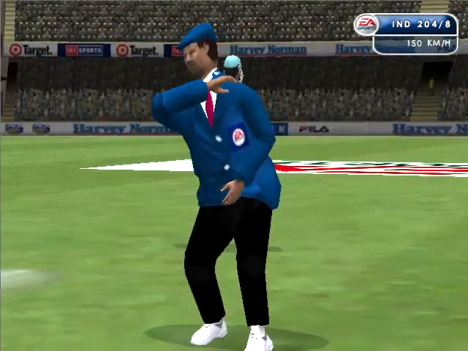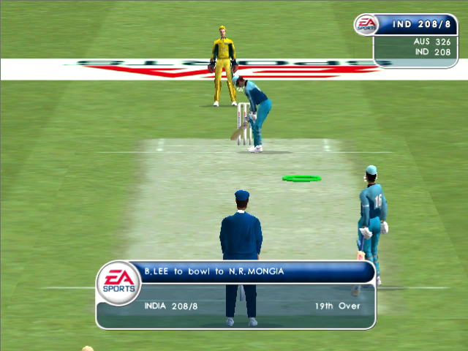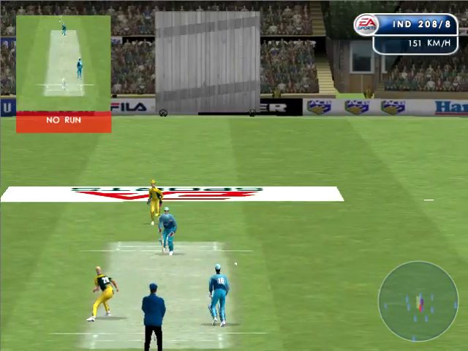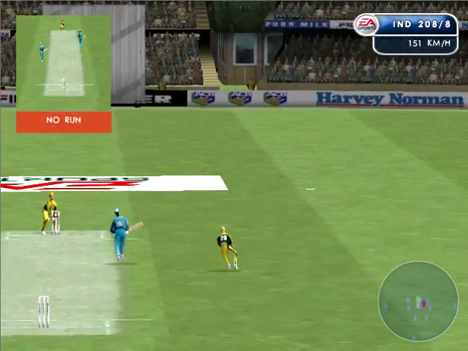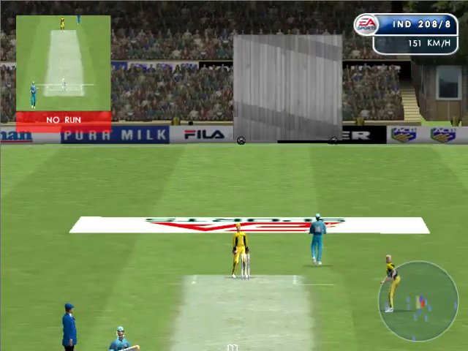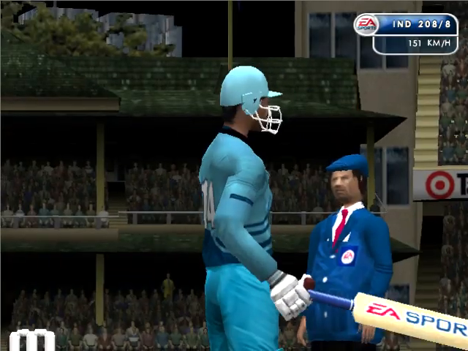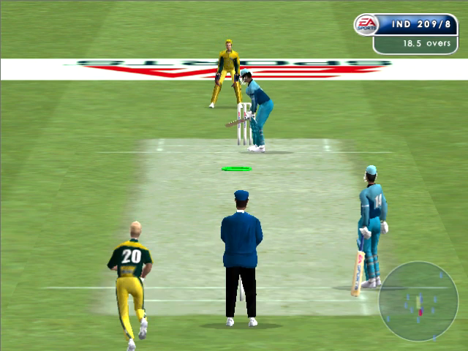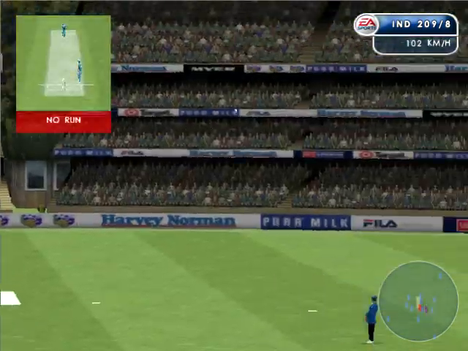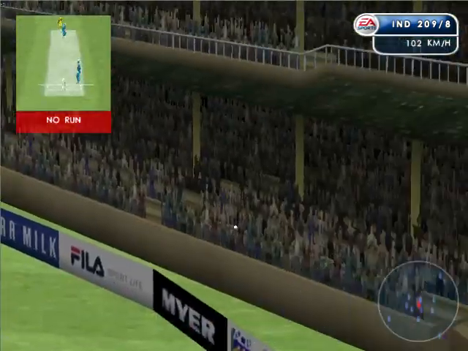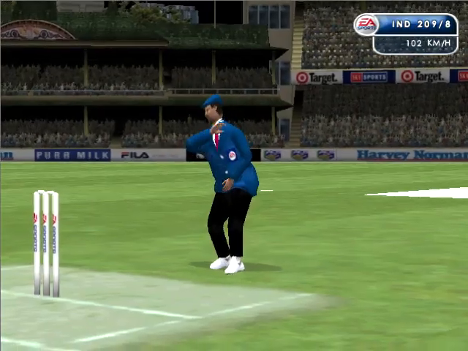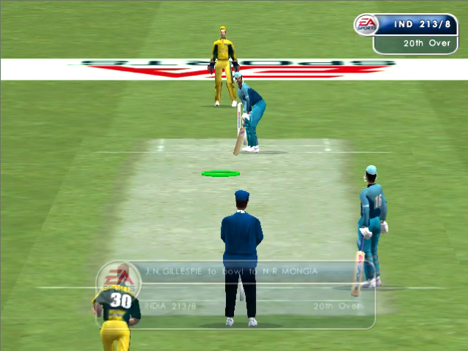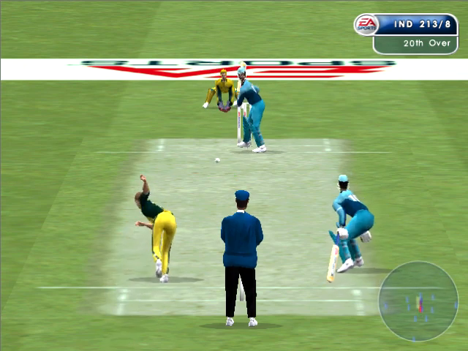Over-pitched and driven for 4. That was a superb placement. He gave the batsman too much room there. 4 runs. Lee at the start of his run-up. He's gone over the top with that, and it looks like 4 runs. That was 4 the moment it left his bat. Well, it was in the air, but there's no one there. No risk. Gillespie to begin a new over.